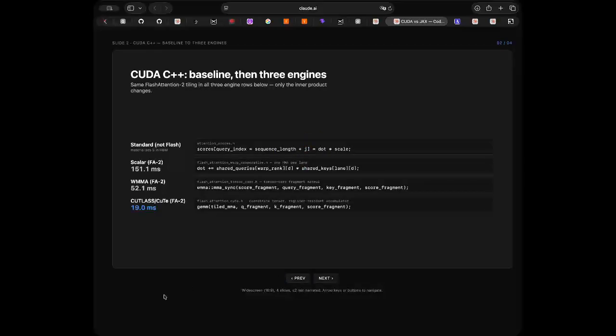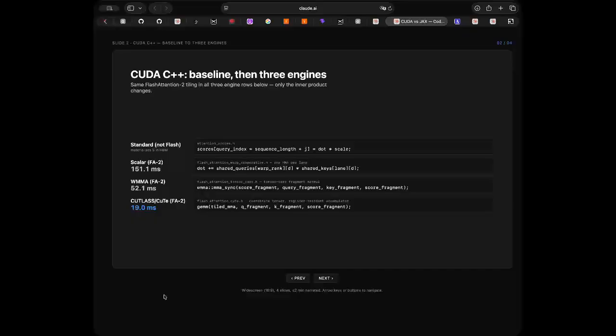So we'll start with what I call scalar for FlashAttention 2. So here we're using shared memory in the tiling pattern, and we get the longest runtime for completing the mathematical operation at 151.1 milliseconds. We do better with WMMA, that's the warp matrix multiplication accumulation, and we get 52.1 milliseconds. That's thanks to the fact that in one instruction, we do 16 by 16 mathematical operations, as opposed to in Scalar, we do only one mathematical operation per instruction.